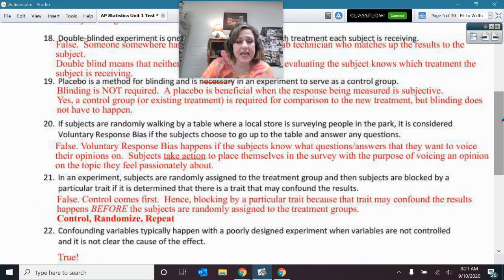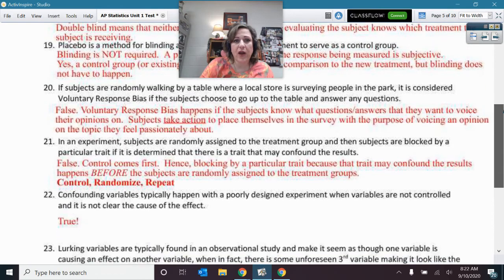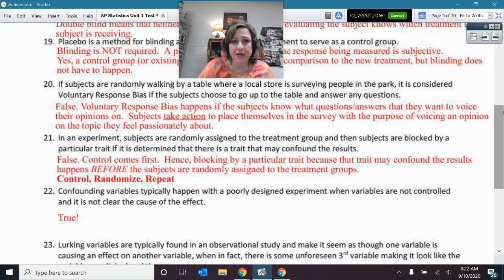Okay, so next, placebos are not required. They are a method for blinding. It's not a necessary part of an experiment. So yes, placebo is a method of blinding. That's true. It does serve as a control group. That is true, but it is not necessary. In fact, we've talked about that several times. It's just if you have that psychological or subjective response, would you want that placebo?